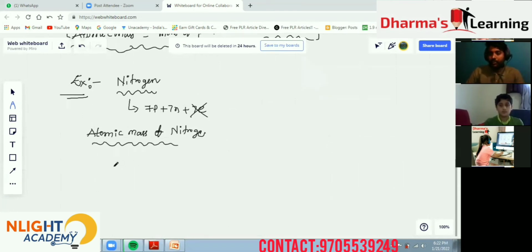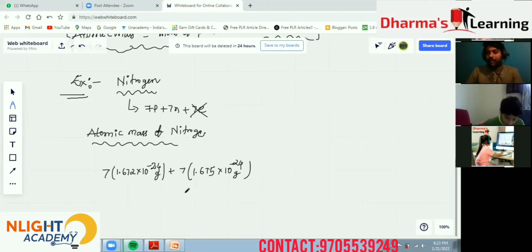What information we got so far? There are 7 protons, right? So each proton mass is how much? 1.672 into 10 to the power of minus 24 grams, right? Plus, there are 7 neutrons. So 7 into 1.675 into 10 to the power of minus 24 grams. It's almost the same. In these two terms, you have to take one thing as common, either 7 or this decimal value. Since the decimal value is a bigger number, we'll take that one as common.